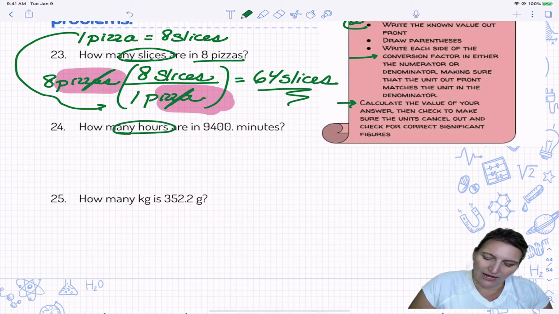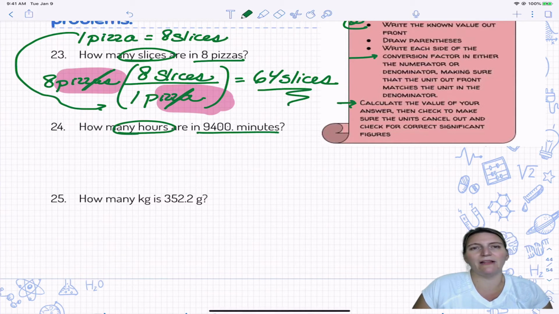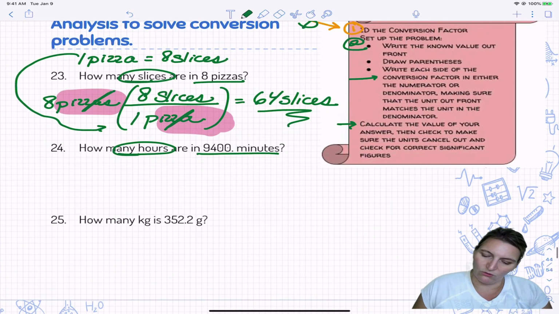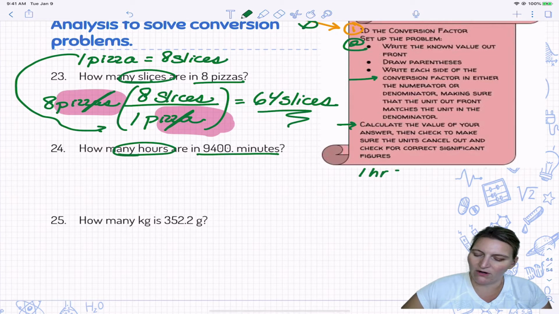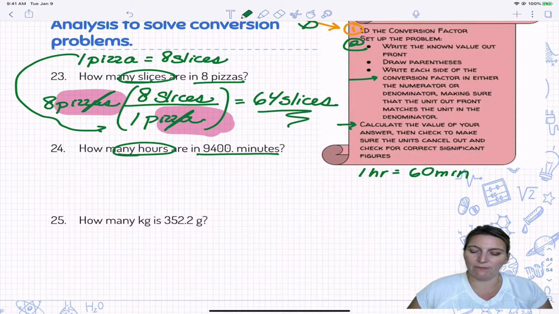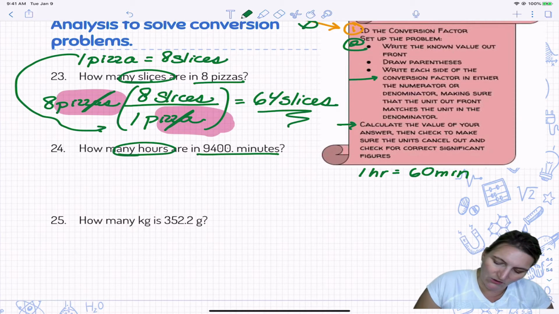Right? The question is asking about hours. It's giving us 9,400 minutes. So look at step 1, ID the conversion factor. What is the equality between minutes and hours? And it's 1 hour is equal to 60 minutes. Okay? Step number 2, write out the known value in front.